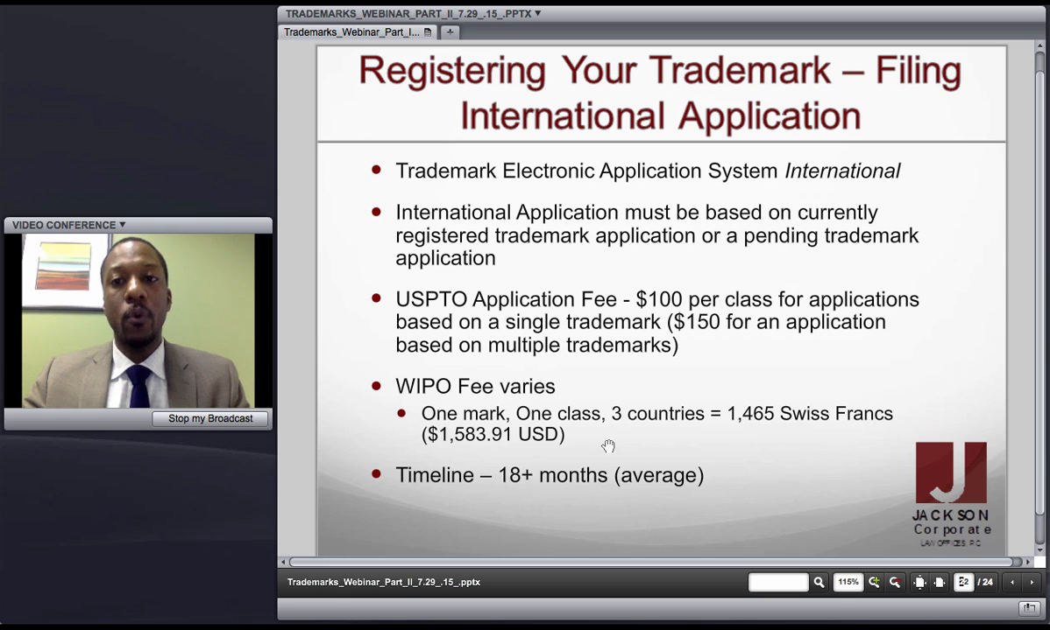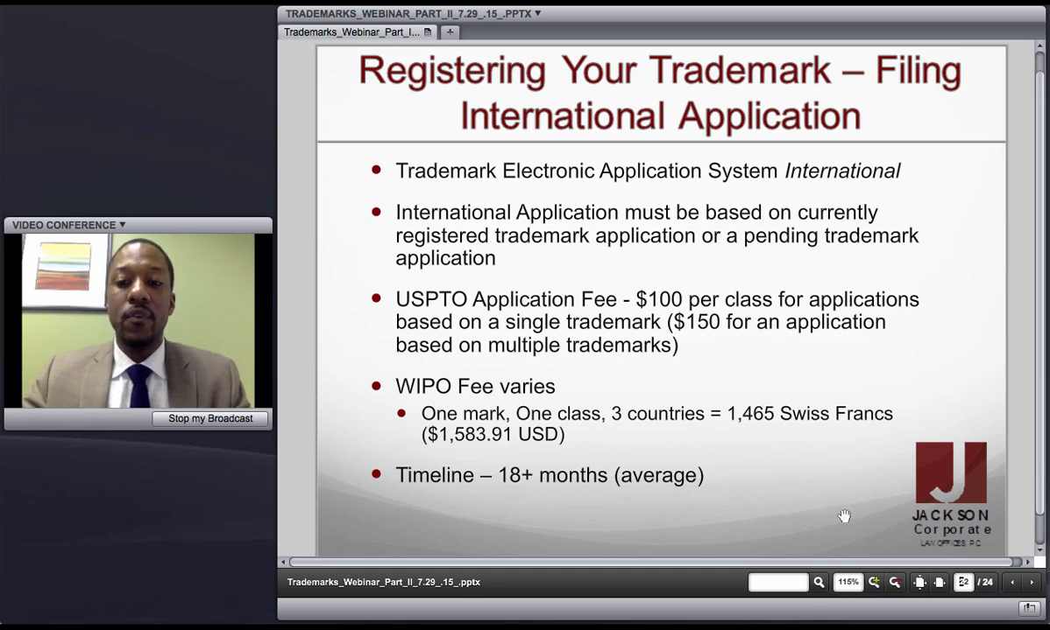And again, on the WIPO website, there's a calculator where you can go in and choose where your mark is registered and in what countries you're trying to register it, and it will give you a calculation of how much you are going to have to pay. So we said one mark in one class in 3 different countries, and because of where the WIPO organization is centered, it gives you the price in Swiss francs, but then you can also convert it. So the conversion is roughly a little under $1,600 for the calculation that we did.